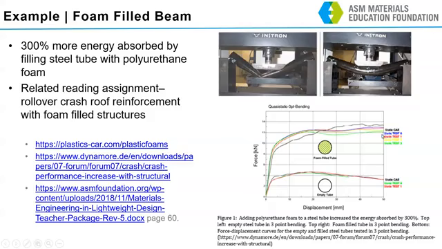So if you think physics, energy is a function of force times distance. So we can think of the area under this curve as representing some relationship to the amount of energy that this would absorb in a crash. So filling this tube with foam increased the energy absorption by 300%. And there's a reading assignment in the package related to the rollover roof crush requirements and how they use the foam filling to help meet those requirements without adding a lot of mass.